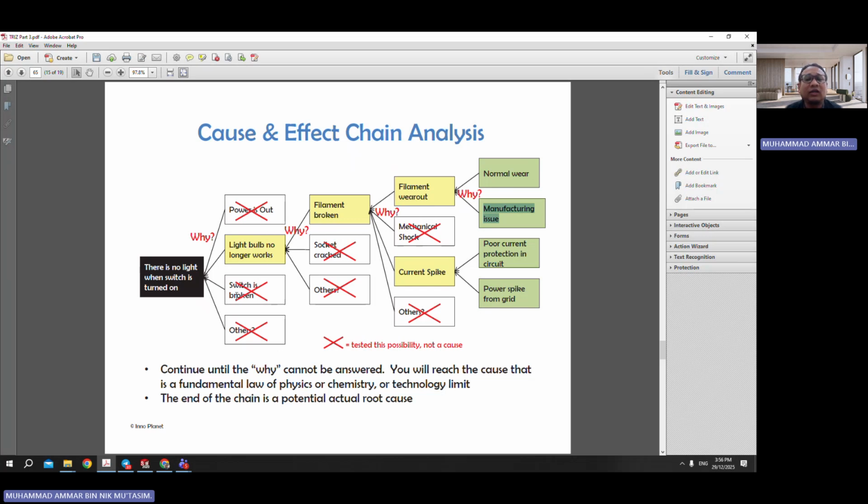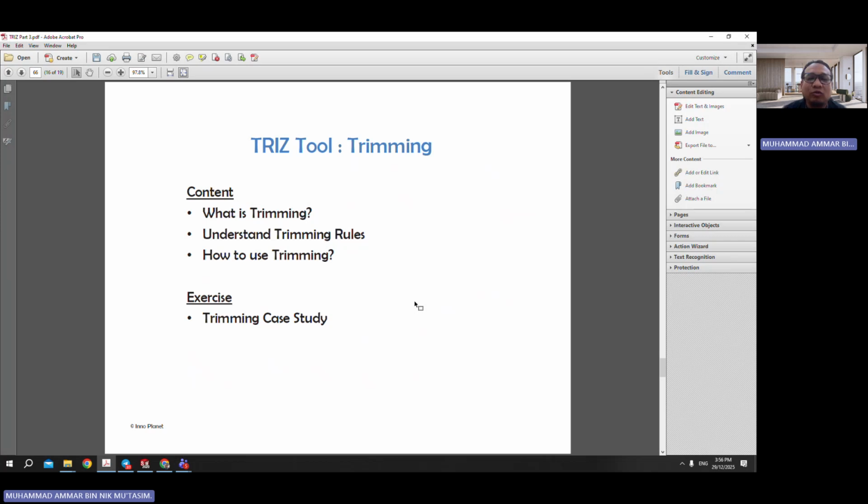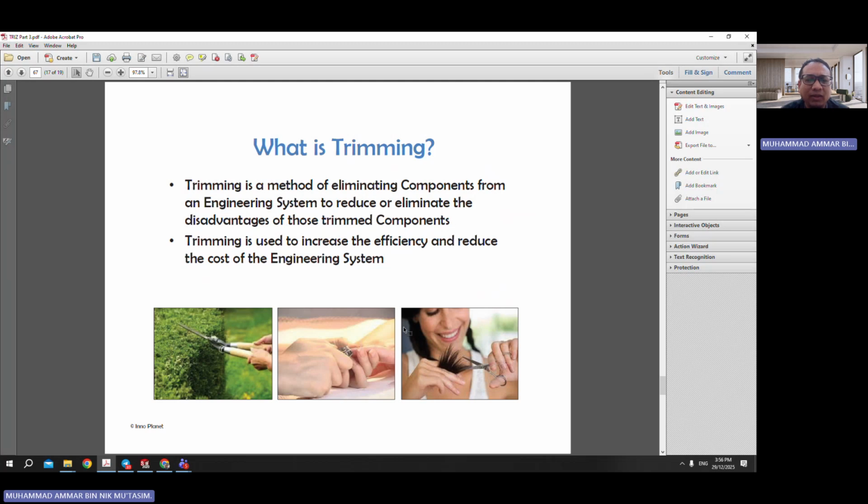So this is known as the cause and effect chain analysis. Okay, so this cause and effect chain analysis has several, you see there are many crosses here. These crosses can be explained as the TRIZ tool trimming process. Trimming is a method of eliminating a certain component from an engineering system to reduce or eliminate the disadvantages of those trimmed components. Trimming is used to increase the efficiency and reduce the cost of the engineering system.